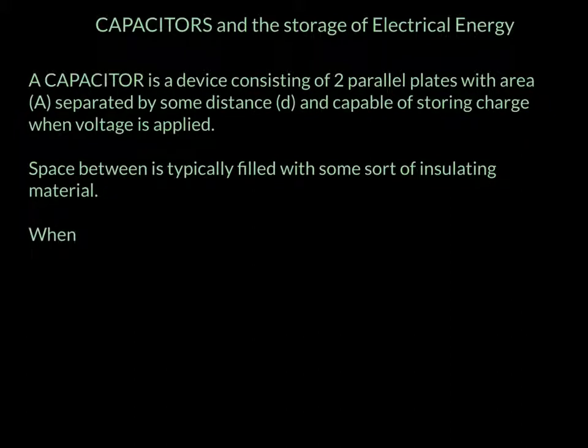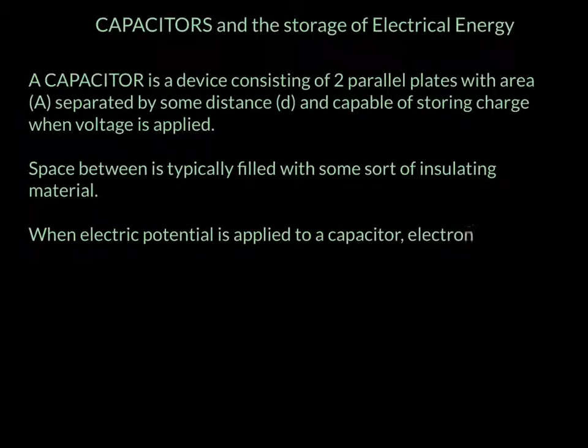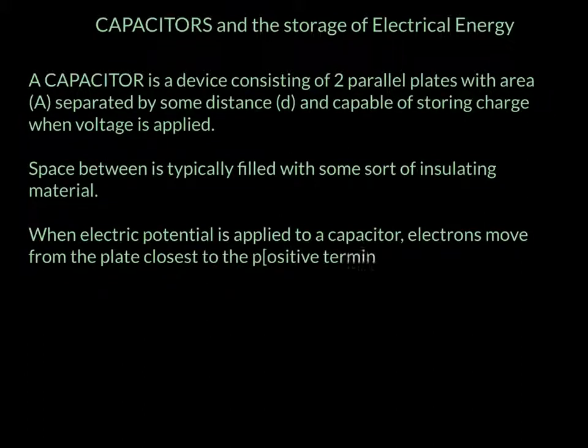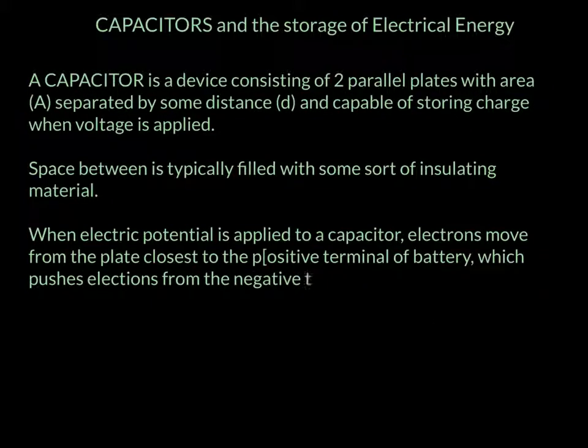So here's what happens when electric potential is applied to a capacitor: electrons move from the plate closest to the positive terminal of the battery, which pushes electrons from the negative terminal, and we're going to do a demo here in a second, of the other plate.